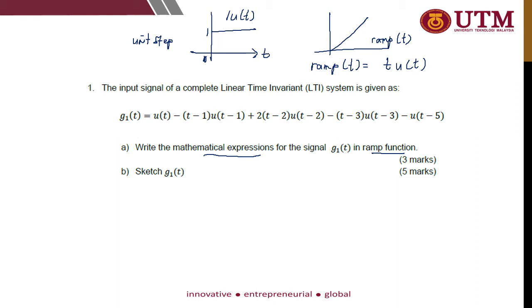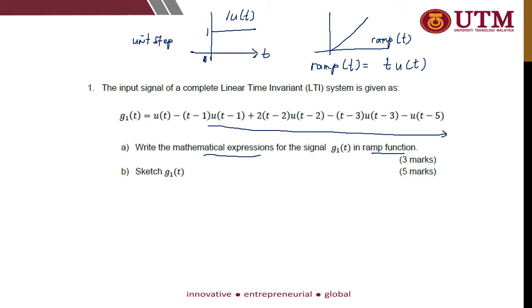So in this question, you need to write down the G1 equation in ramp function. You need to convert this equation into a ramp function. Which one can be ramp? If it is not ramp, then it will stay in u(t) or unit step equation. Next you need to sketch G1(t).